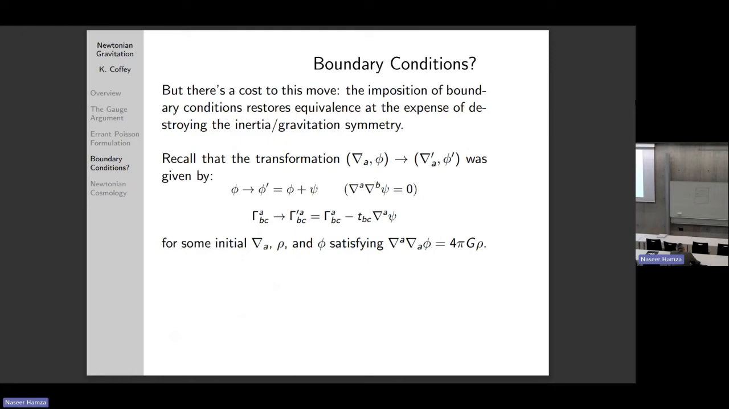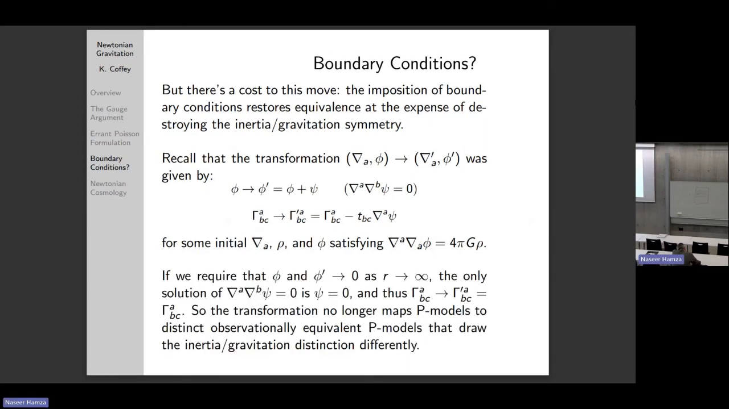So recall that this is the transformation. Right? So this pair of transformations is a transformation that generated the gauge symmetry argument. But if we require that potentials go to 0 at infinity, then the only solution to Laplace's equation that satisfies that condition is going to be the 0 function. And so our transformation on the affine structure and on the potential are just going to become the identity transformations. So if we impose boundary conditions, then the symmetry vanishes, and the mapping that's defined by that pair of equations ends up just being the identity.